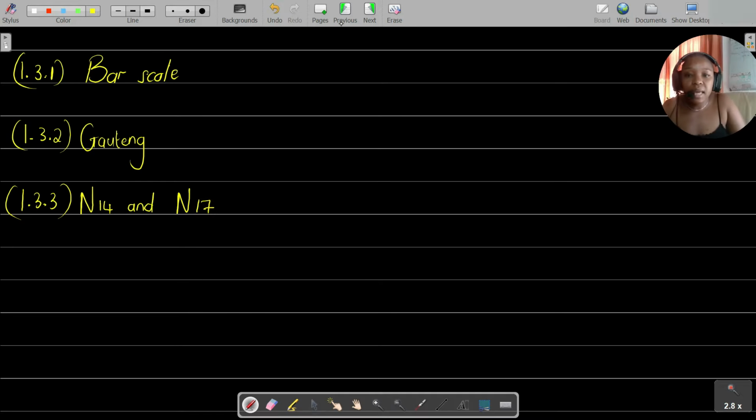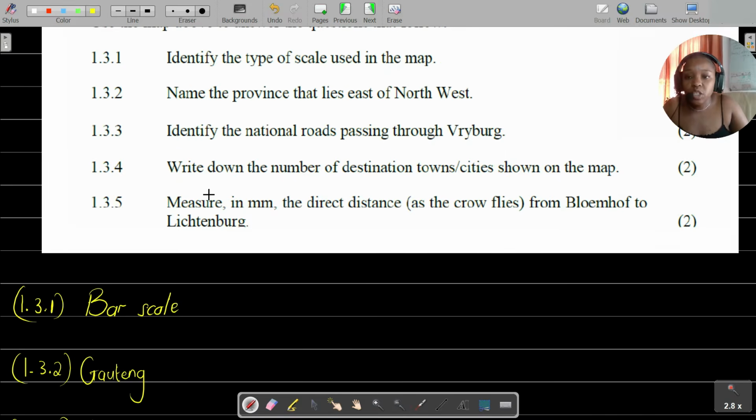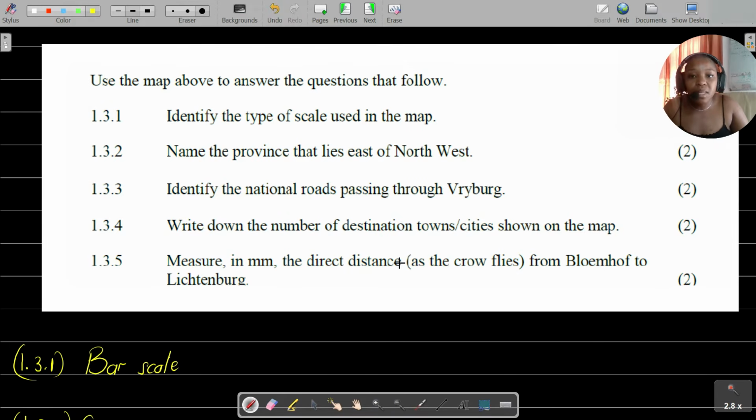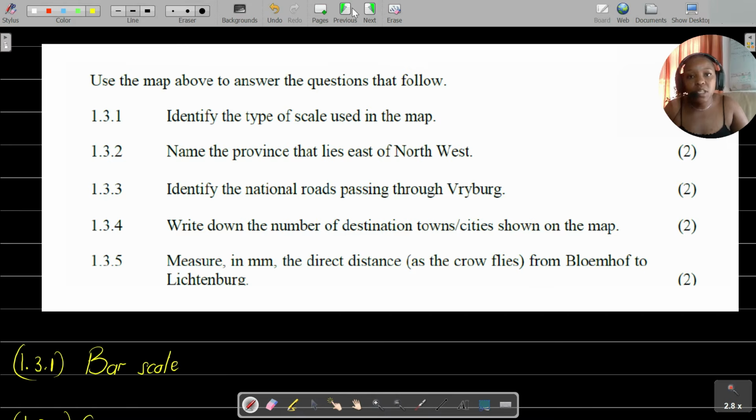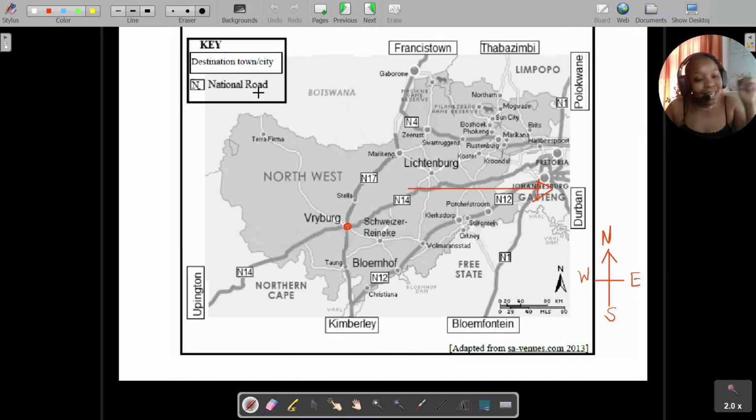Okay, the N14 and the N17. Good stuff. Question 1.3.4. Write down the number of destination towns or cities shown on the map. So here, guys, remember, the key tells us what the destination towns or cities are.